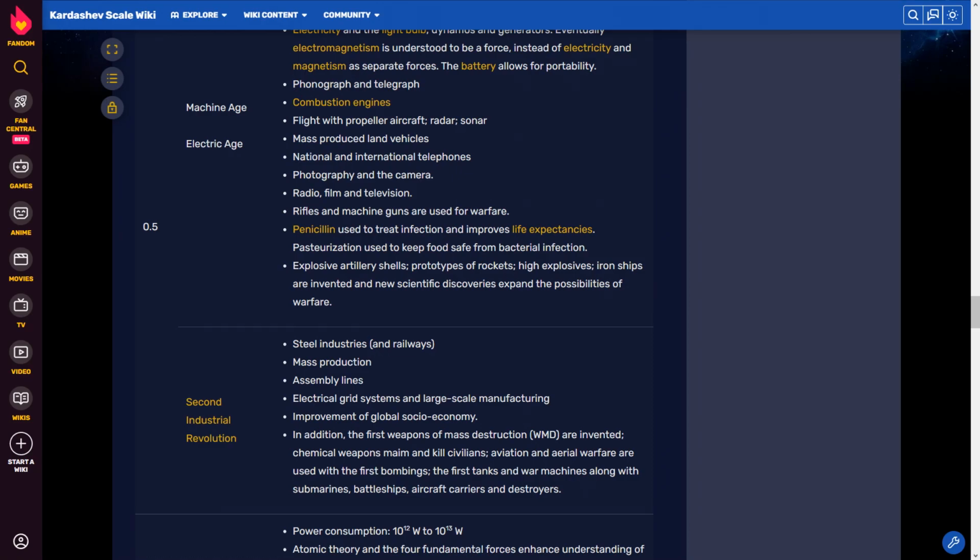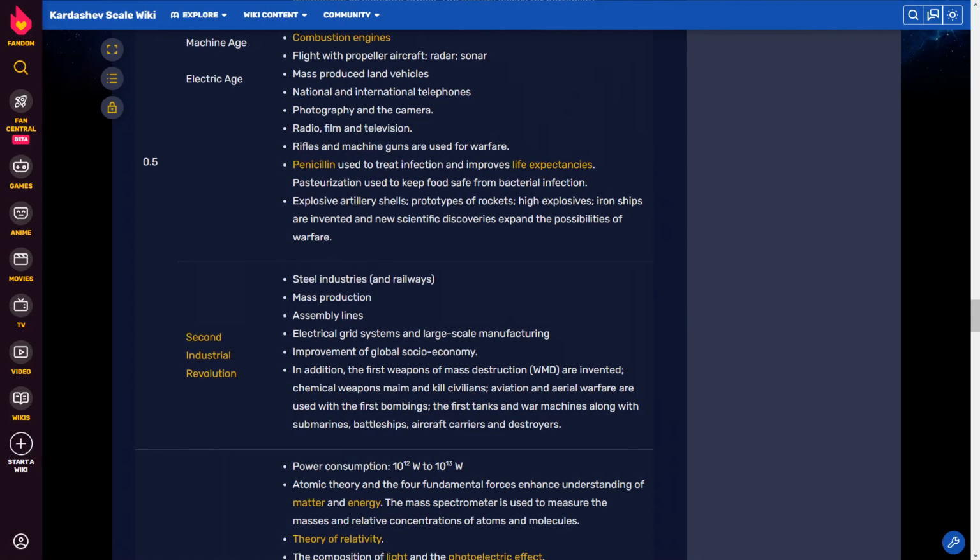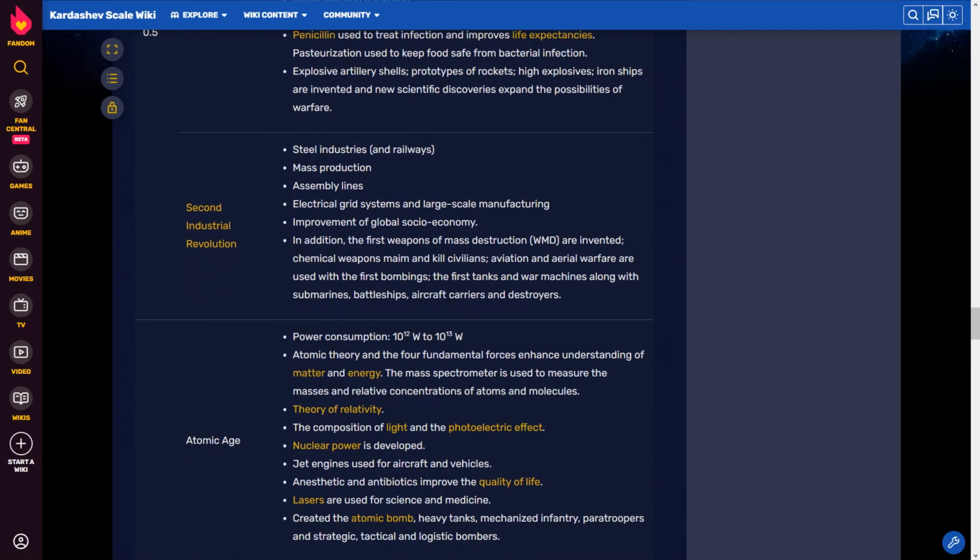Rifles and machine guns are used for warfare. Penicillin is used to treat infection and improves life expectancies. Pasteurization is used to keep food safe from bacterial infection. Explosive artillery shells, prototypes of rockets, high explosives, and iron ships are invented, and new scientific discoveries expand the possibilities of warfare. The Second Industrial Revolution.